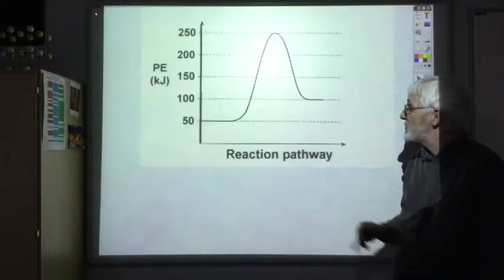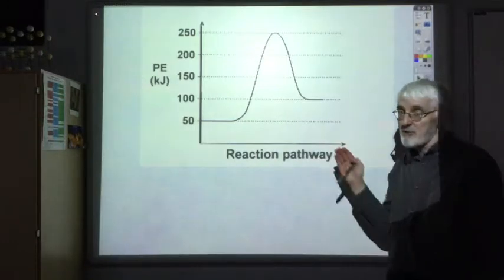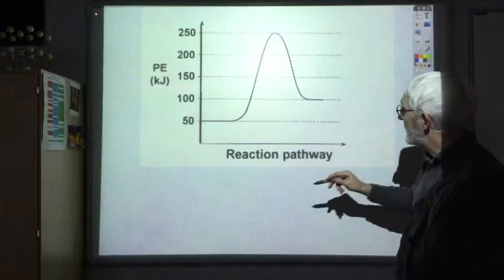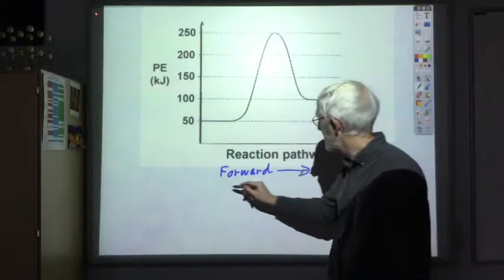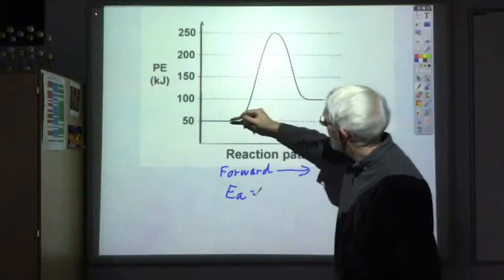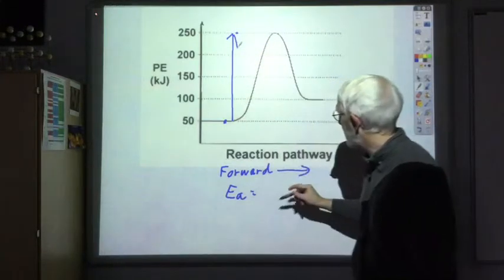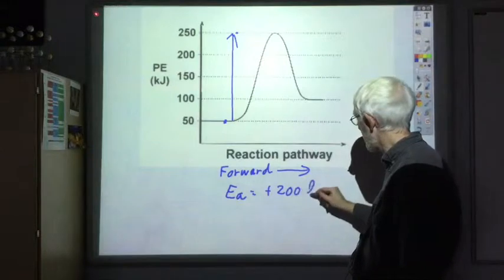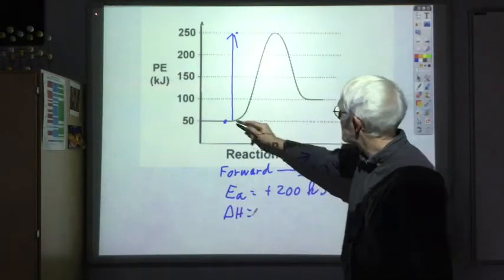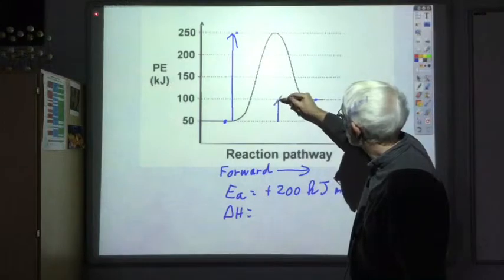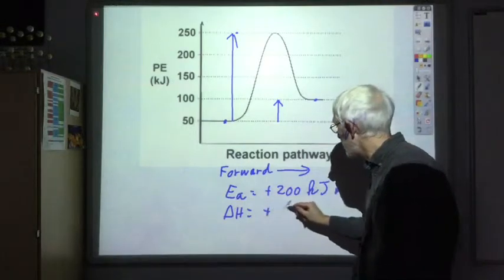Here's another one. This shows the forward reaction being endothermic because the products have more energy than the reactants. So we'll just do the forward reaction in this case. So for the forward reaction, so that's going in that direction, the activation energy, so from where we start to the highest point, so it's gone from 50 to 250, so it's plus 200 kilojoules per mole. And the delta H value from where we start to where we finish, so it's that change there, 50 to 100. It's going up the way, so it's positive, so it's plus 50 kilojoules per mole.